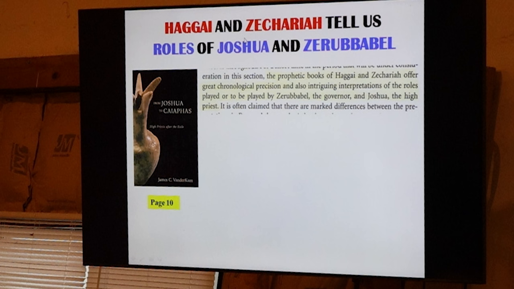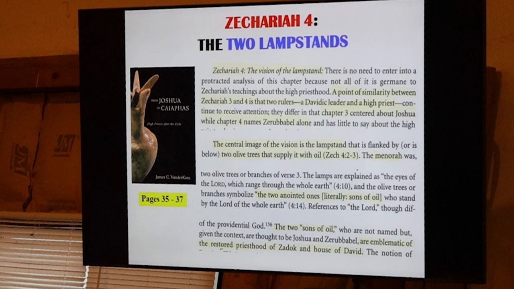So Haggai and Zechariah, the biblical books Haggai and Zechariah, tell about the roles of Joshua and Zerubbabel at that time. And here I want to share with you this author speaking about Zechariah 4, and you know the two lampstands, which I have always and only exclusively identified with Revelation 11 and the two witnesses and that connection. But this author brings out a perspective on Zechariah 4 here that I had never heard, that I never considered. That's why I'm going to be sharing this with you.